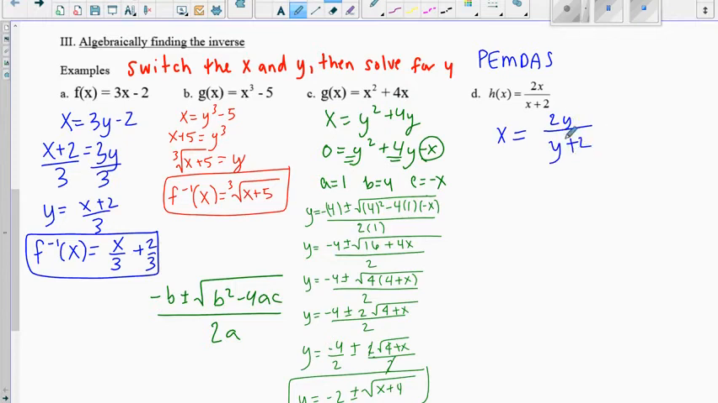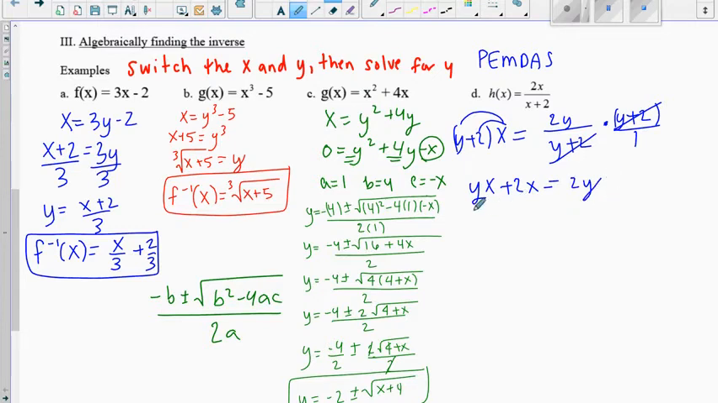Now for this one, because it's in my denominator, I want to get rid of that by multiplying both sides by y plus 2. And when I do that, because this is really over 1, then I can go ahead and cross these off. So now I've gotten rid of it to the other side, and I can distribute. So I get xy or yx plus 2x is equal to 2y.